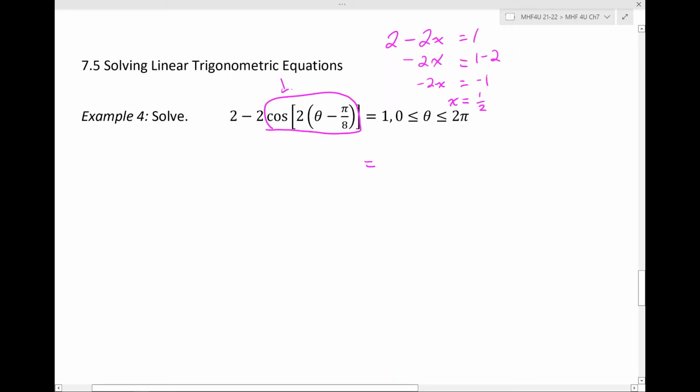We follow the exact same steps. Where we see this 1 over here, we see this 2 over here, we can subtract 2 from either side. We're working with negative 2 times the cosine of 2 times theta minus pi over 8 is equal to 1 minus 2. Okay, well, 1 minus 2, that's equal to negative 1. Now, here I'm working with negative 2 times the cosine of something. I don't care what's inside. That's okay. All I'm doing is dividing both sides by negative 2. And I'm working with the cosine of 2 times theta minus pi over 8 is equal to negative 1 over negative 2. That is 1 over 2.